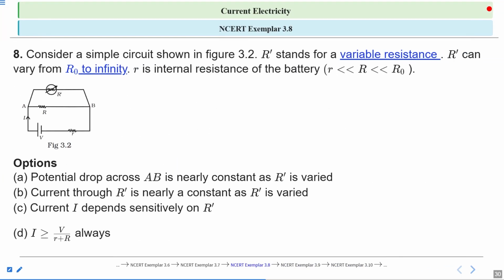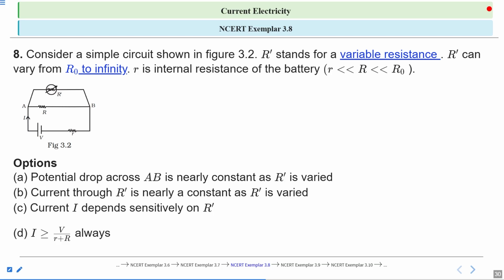So next, exemplar problem 3.8. Consider a simple circuit shown in figure 3.2. R dash represents a variable resistance. In the diagram where R dash is connected, it is a variable resistance. R dash can vary from R naught to infinity. R naught is some reference resistance. Small r is the internal resistance of the battery. And capital R is also given, a resistance connected between A and B.